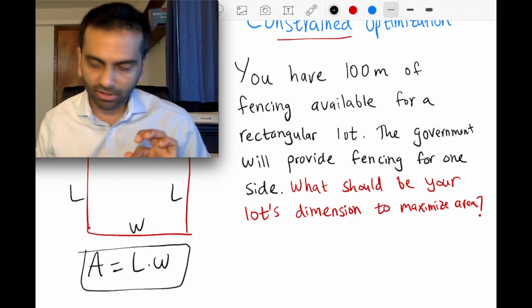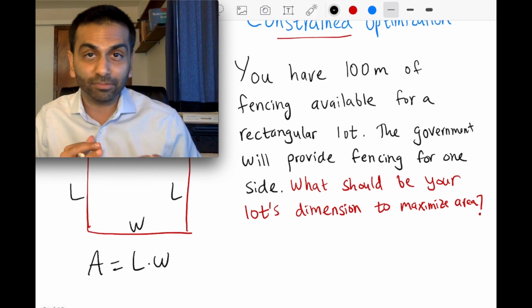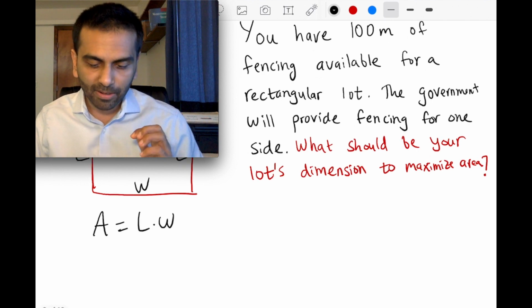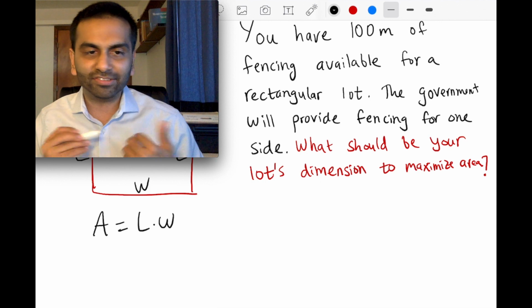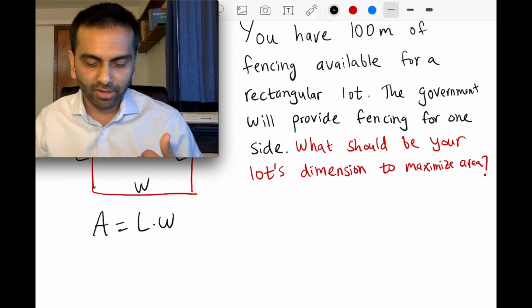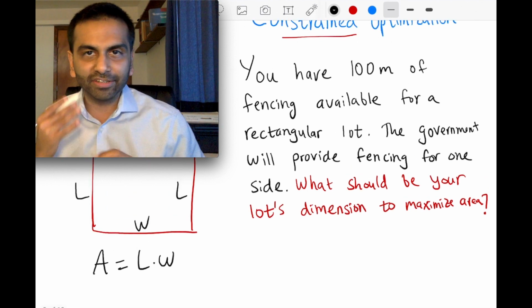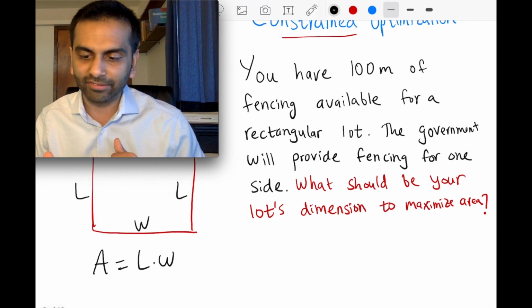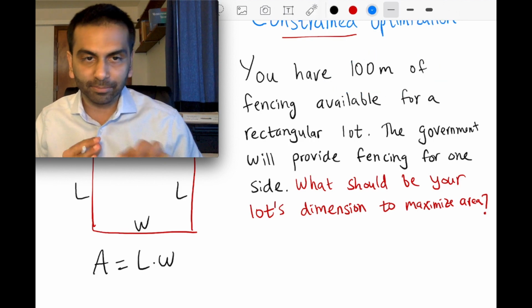And so again, this is called your objective function, because that's the function that you want to try to maximize or minimize. But the problem here is there's two x variables, L and W. So you can't just take the derivative of area and set it to 0. You don't know if you should take it with respect to L or W, and then once you do that, what you do with the other variable. So we need this other constraint, some sort of constraint on us. And that constraint here is that we have 100 meters of fencing available.